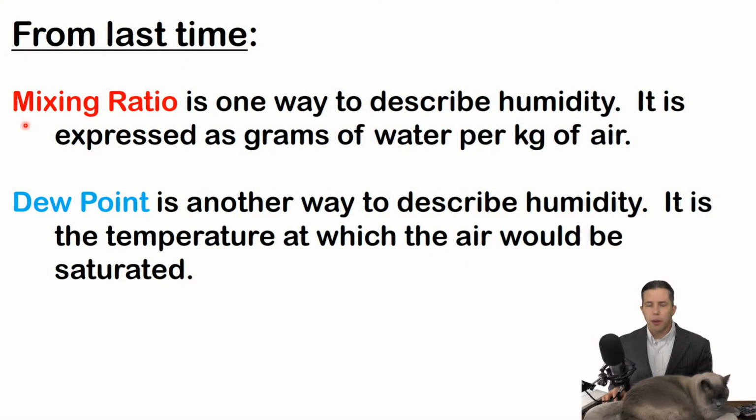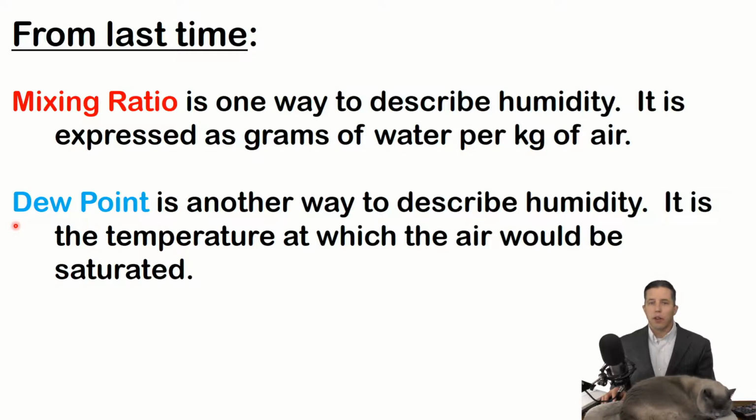So, to recap from last time, we talked about two methods that we used to describe humidity. One was mixing ratio, and the other was dew point. Now, mixing ratio is probably the one that's the easiest to visualize, and it's describing how many grams of water vapor are in each kilogram of air. So it has units of grams per kilogram. Dew point is a little more abstract, but it describes at what temperature the air would become saturated.